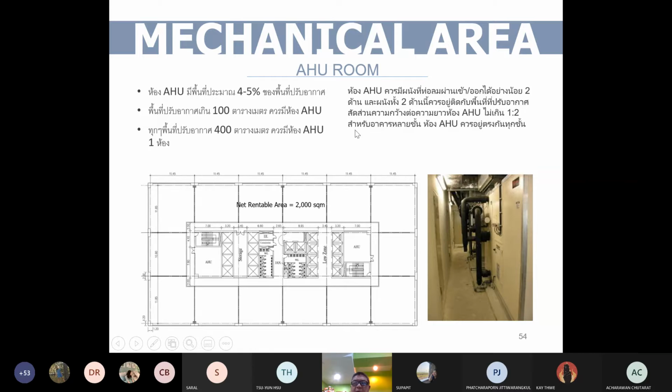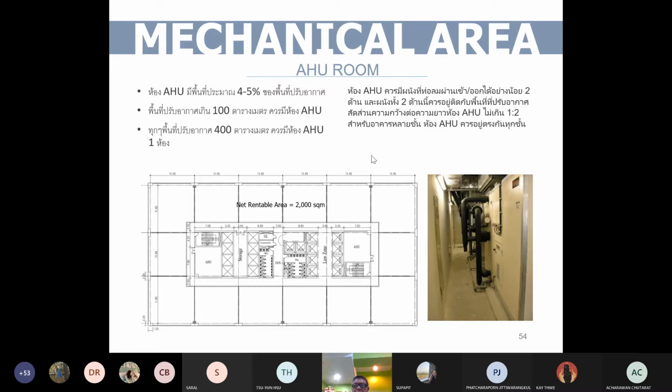And the air handling unit rooms should have the duct which can go in at least two-sided, and the two sides have to be next to the area of the air conditioning area. This is important. I try not to translate because I may translate wrongly. Because the width of the room is important.